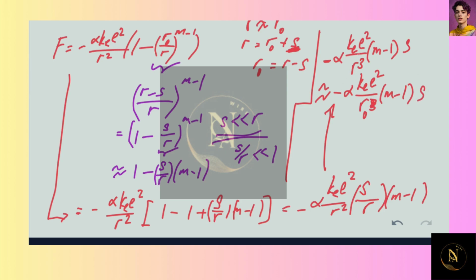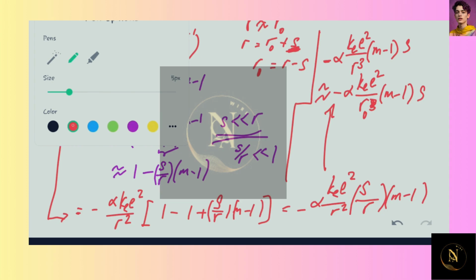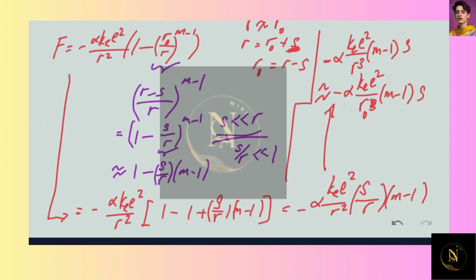And we see that this is kind of like Hooke's law, where this is our spring constant K and s is the small displacement. And this K is indeed what is given in the question. Right, we want the K to be this alpha ke square divided by r naught cubed times m minus 1.